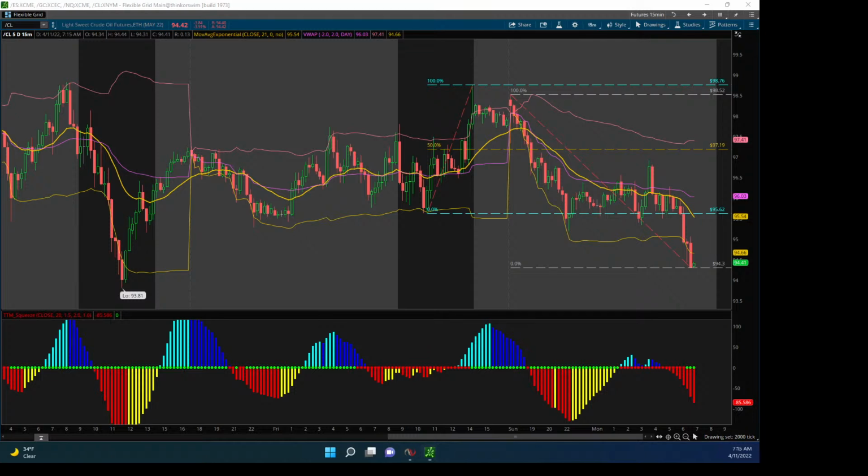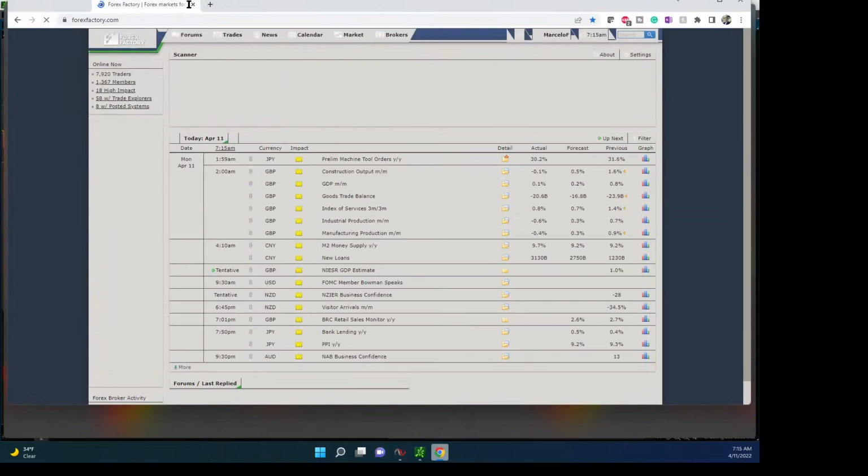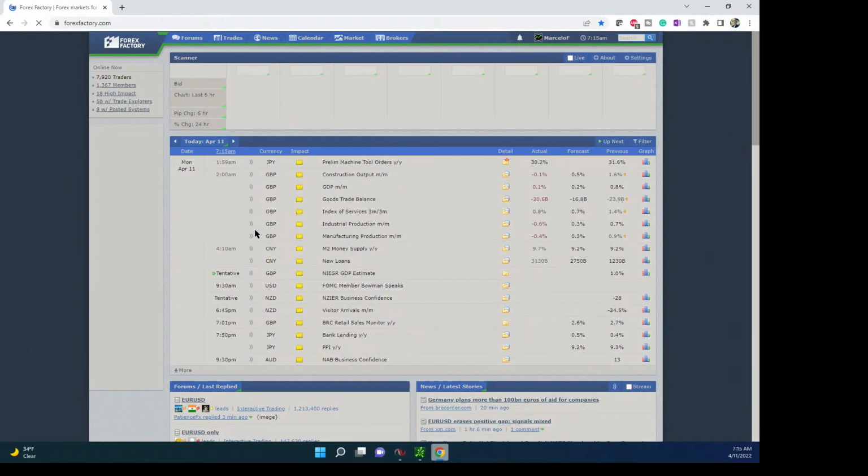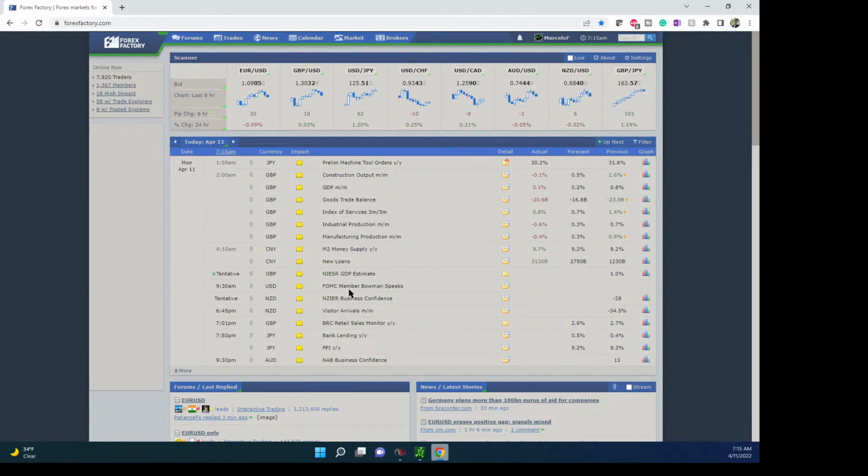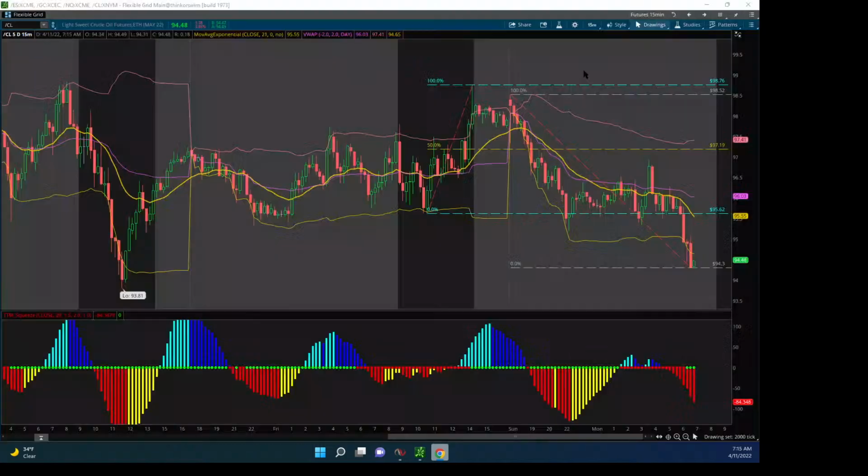Okay, so let's review if there's any news for today. I use this one, which is Forex Factory. At 9:30, an FOMC member speaks. So there's really no news today. We'll see, but it seems that it should be a quiet day. Quiet meaning in a range, so probably not that many opportunities to trade.